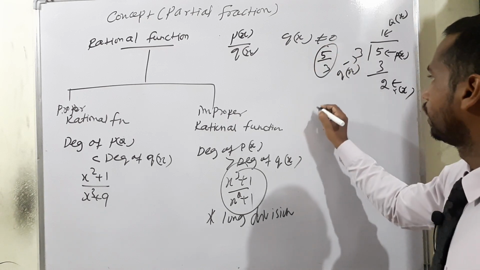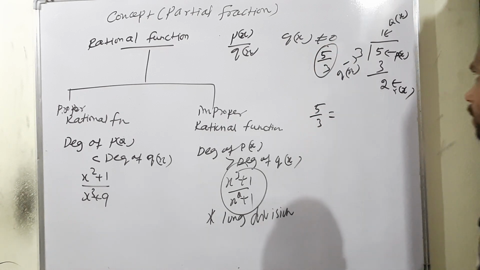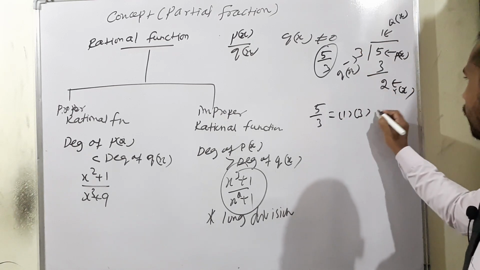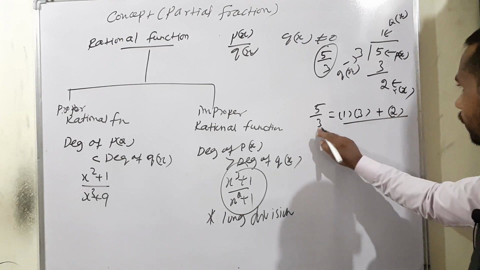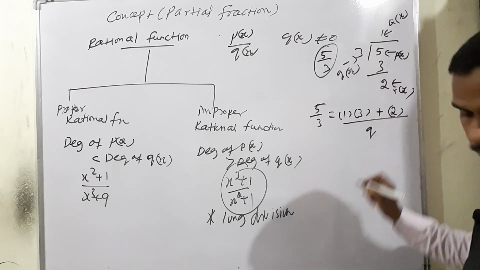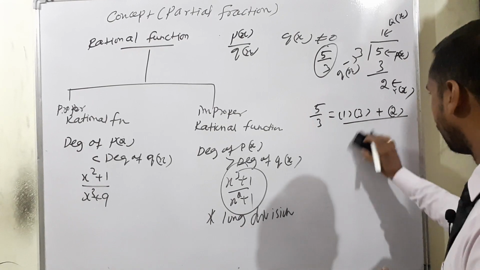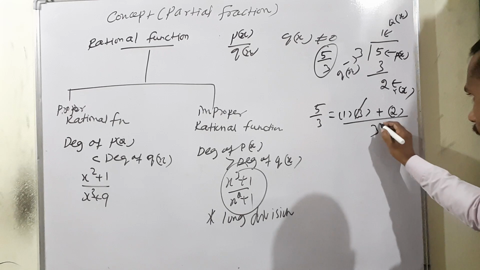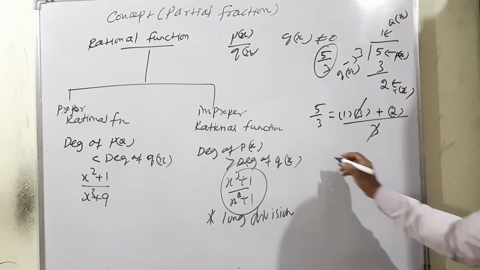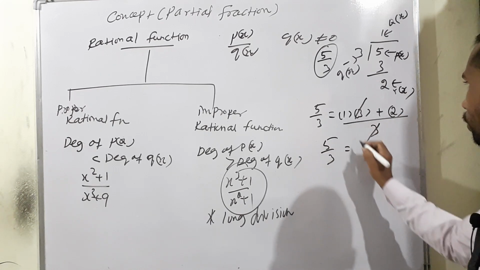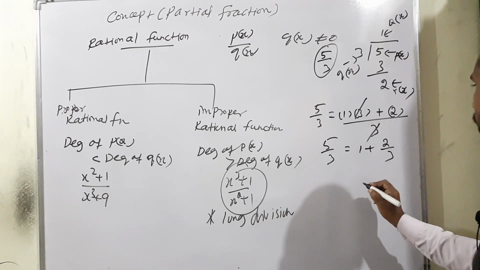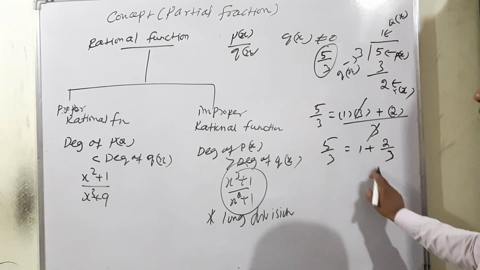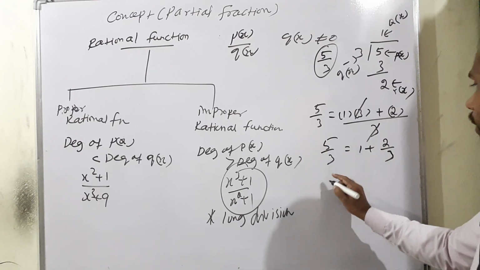Therefore, how to rearrange? 5 by 3 is equal to 1 into 3, then plus remainder, isn't it? Divided by 3, which is considered for q of x. Otherwise, first you can write the number divided by 3. Now each separate term: 1 into 3 divided by 3, 3 cancel, then 2 divided by 3 will come. Therefore, 5 by 3 is equal to 1 plus 2 by 3. Look at there, 1 plus 2 by 3. So 1 into 3 is 3, 3 plus 2 is equal to 5 by 3. The value will be equal.